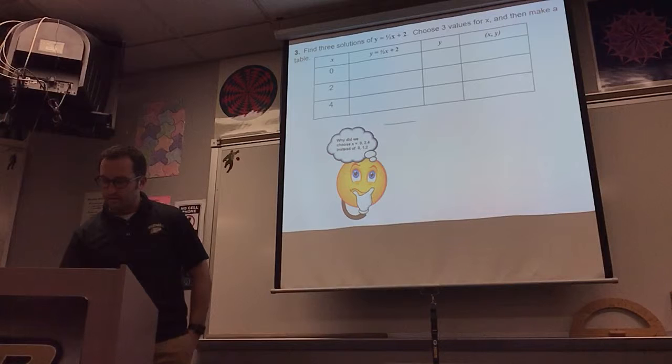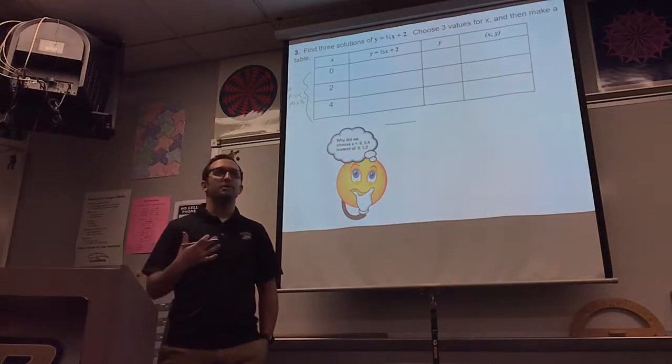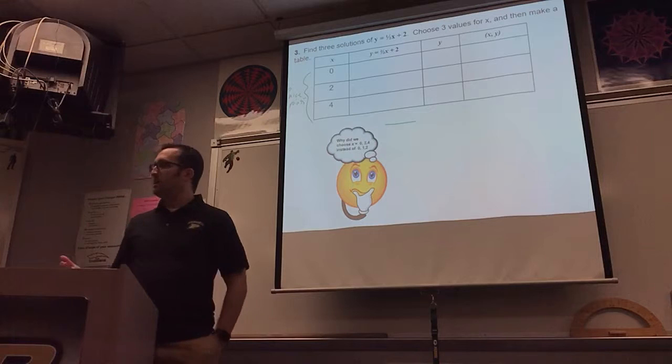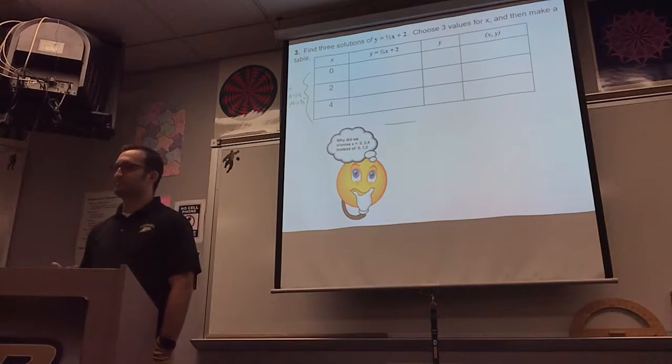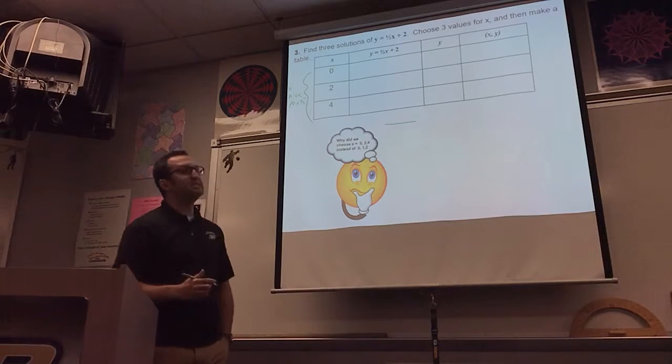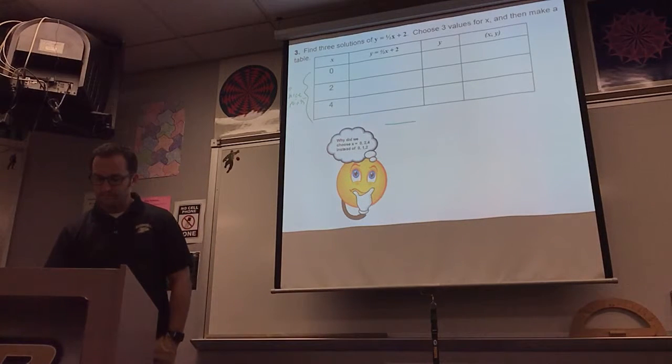So I call these nice points, and we strategically pick them so that it'll make our life easier. If you can be strategic about the inputs, your outputs will be a lot easier. They're nice because they're divisible by 2.